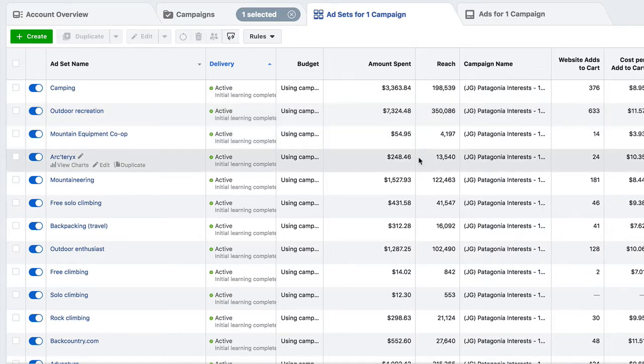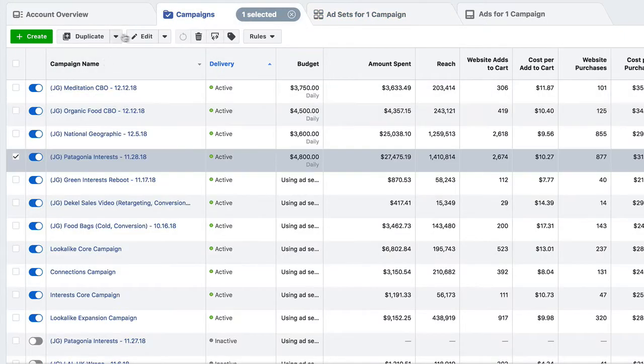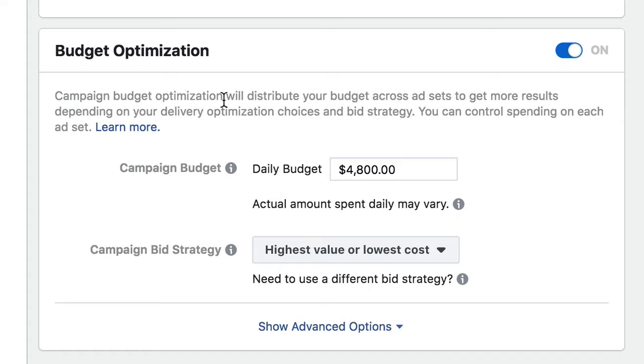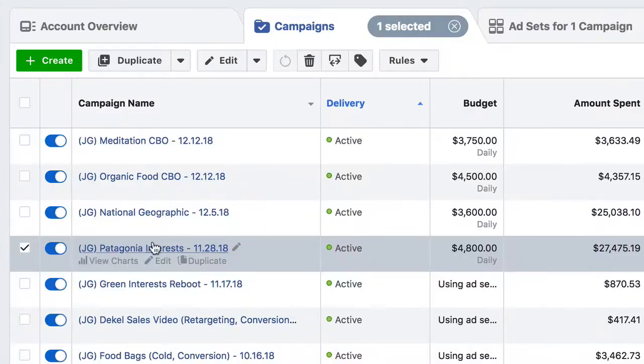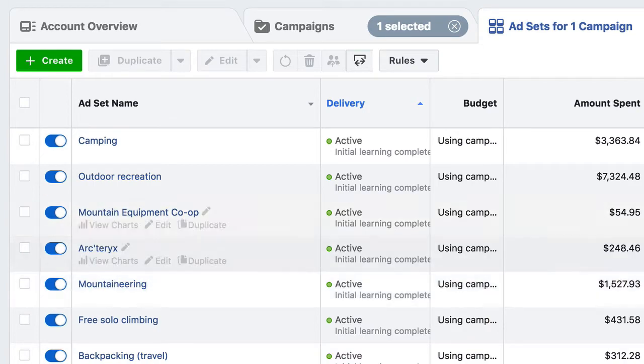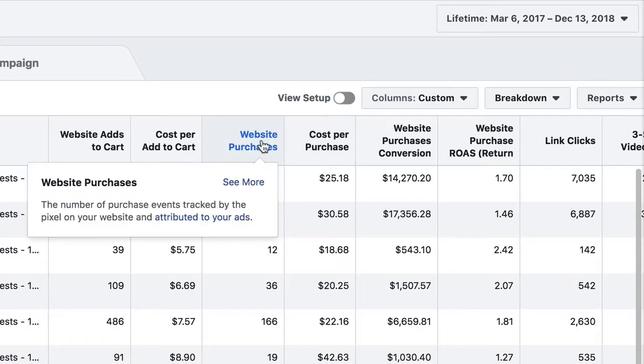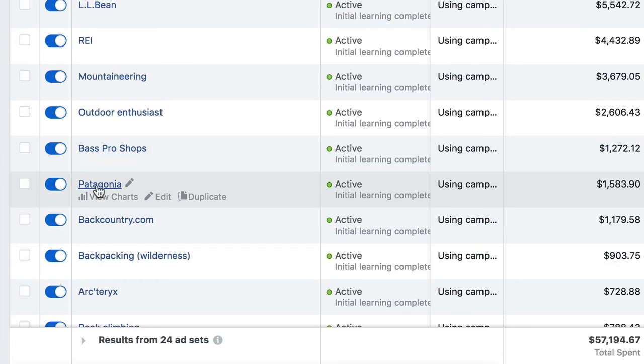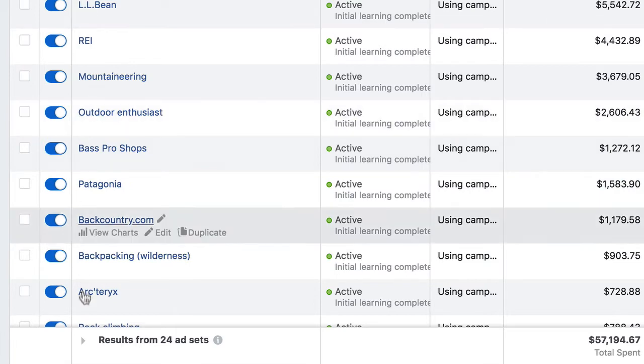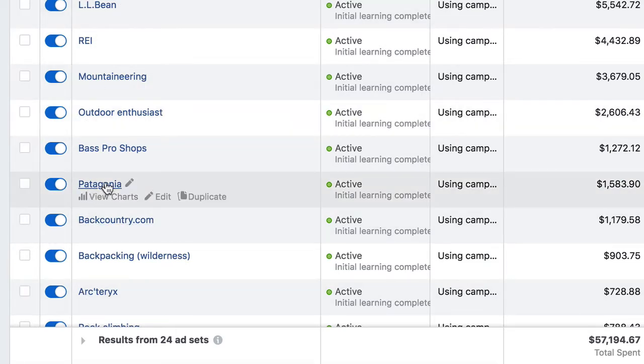So with campaign budget optimization, well, here, I'll just go back and I'll just kind of read what Facebook is saying here. So the campaign budget optimization will distribute your budget across the ad sets to get more results depending on your delivery optimization choices and bid strategy. So what that looks like is in real life here, real numbers. I'll just go lifetime on this campaign because this one's been running pretty well. I'll sort by purchases. So basically, we just went over here and started with like Patagonia. This is just an interest in Facebook. And then we clicked on the suggestions button and came up with 24 different ones, starting with Patagonia.